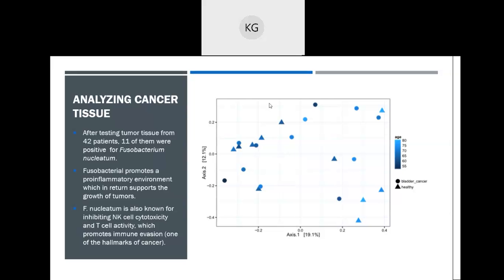With the knowledge gained from the urinary samples, the researchers then tested tumor tissue, and 11 of those samples tested positive for Fusobacterium. Since Fusobacterium is known to promote a pro-inflammatory environment, it makes sense that those areas are prone to tumors. Fusobacterium is also known to prevent NK cell cytotoxicity and T cell activities, which ultimately promotes immune invasion.